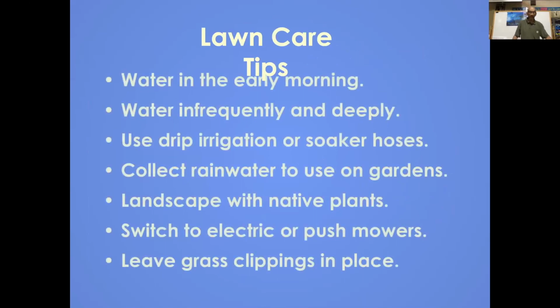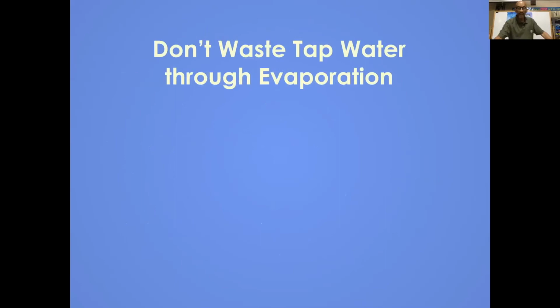Here are some more tips. If you're going to water your lawn, water early in the morning. Water infrequently and deeply. Use drip irrigation or soaker hoses. Collect rainwater to use on gardens. Landscape with native plants. And we do know that there are native plants that don't necessarily require a lot of water. Switch to electric or push mowers. Leave grass clippings in place. Don't waste tap water through evaporation.